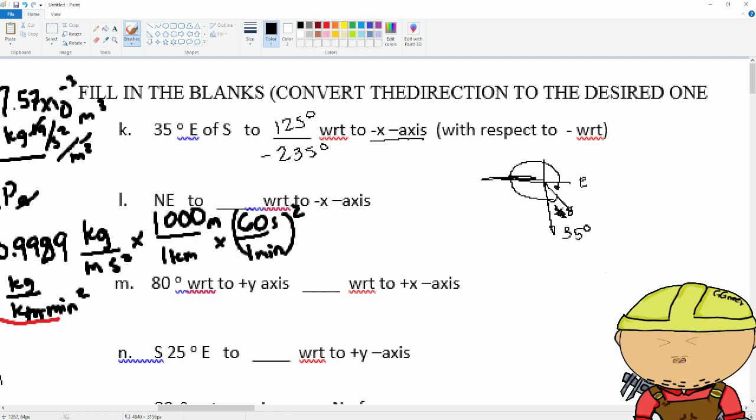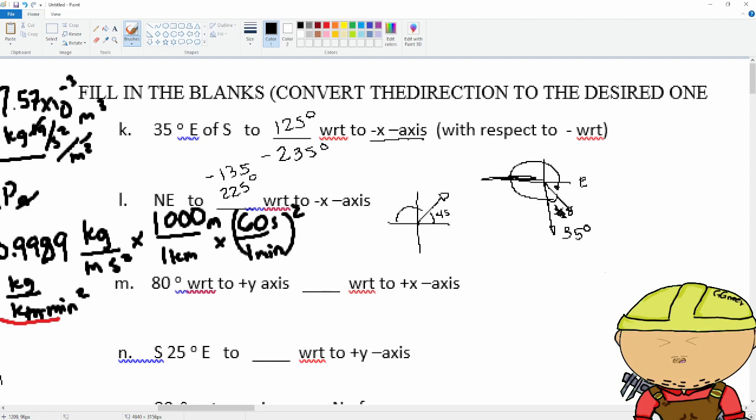Northeast, when there's no degree, you always use 45 degrees. So northeast is 45 degrees. This is 45 degrees, right? Northeast with respect to negative x-axis, so that could be negative 135 or 225 degrees. Okay, you just have to look at what axis and what angle it would be.